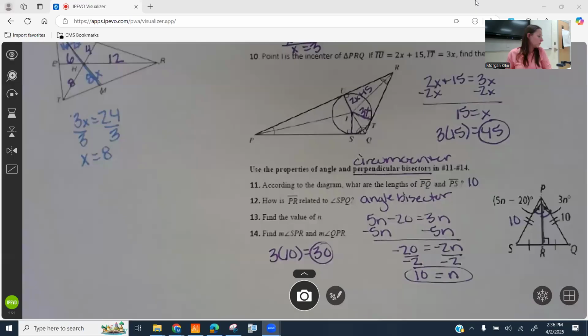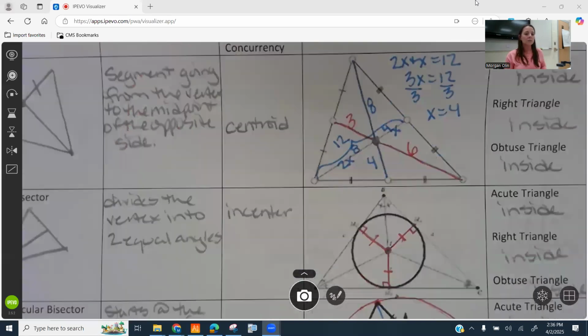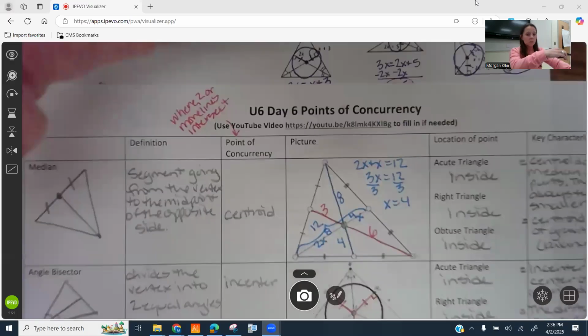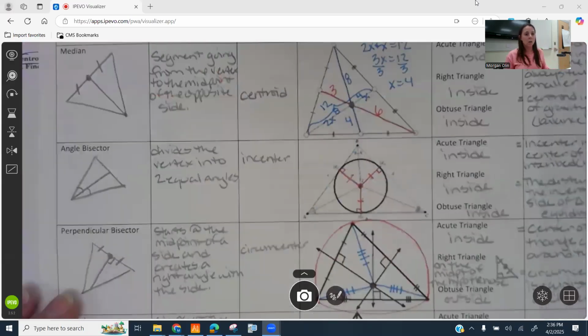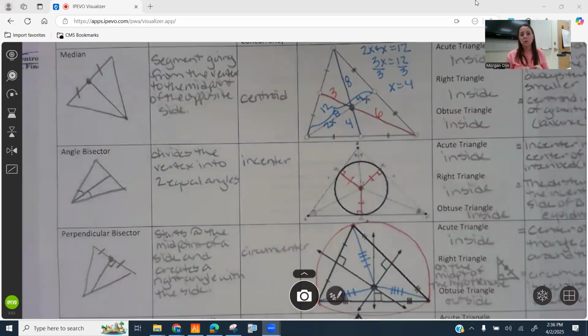Make sure you review, make sure you know this chart right here that we filled out. You need to know all the different points of concurrency, specifically these right here. Know about the segments, know about the circles, know when the vertices are equal to one another. Knowing the background of all of these will be very, very important when you're doing points of concurrency.